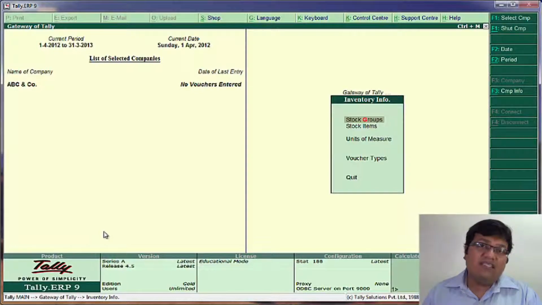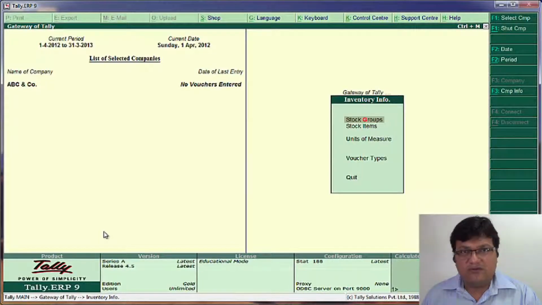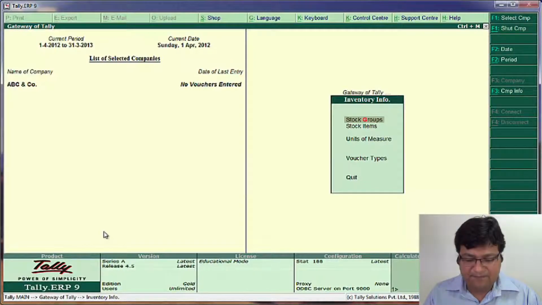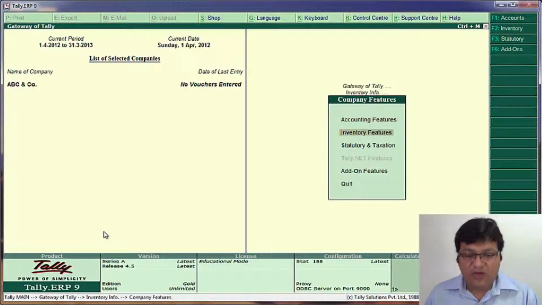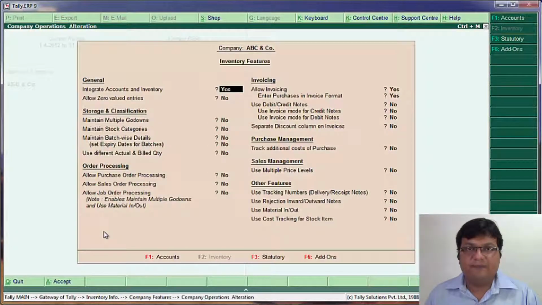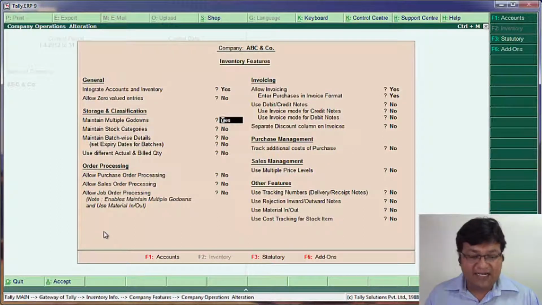Now, certain organizations may have godowns also. Those are locations where the materials are stored. In such a case where you have multiple godowns and you want to maintain your stocks and see the reports based on the locations where they are stored, you can press F11, go to inventory features. Here you have an option, maintain multiple godowns. So we'll set this as yes and hit enter.